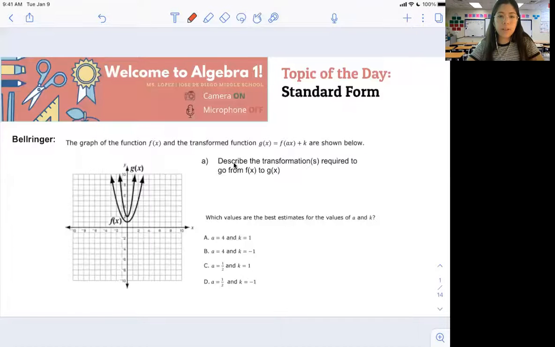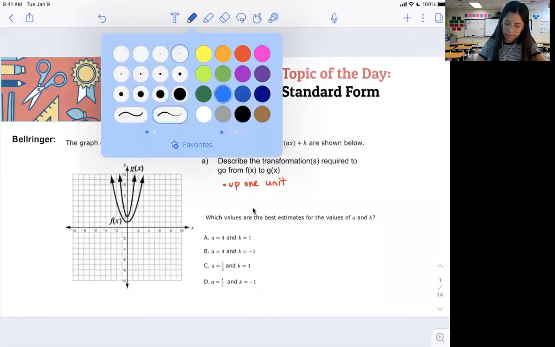Right? I'm going to have to go up 1 unit because f of x is on the 1, g of x is on the 2. So I'm definitely going to have to go up 1 unit. What else? Once I do that, what else needs to happen?